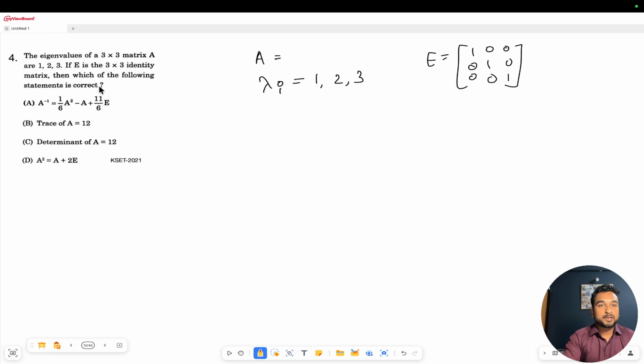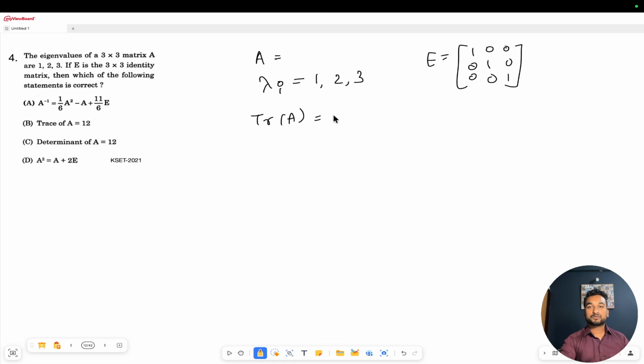Okay, then which of the following statements is correct? So you know the eigenvalues, so check for these two options first. Because KSET is an MCQ type, only one answer will be correct. So the elimination method is the best approach to solve this kind of question. If you know the eigenvalues, what will be the trace? Trace of A will be what?